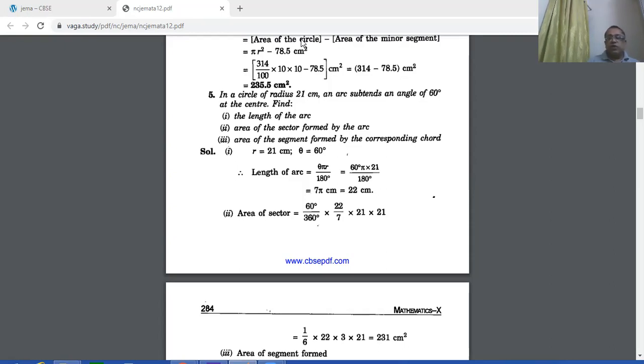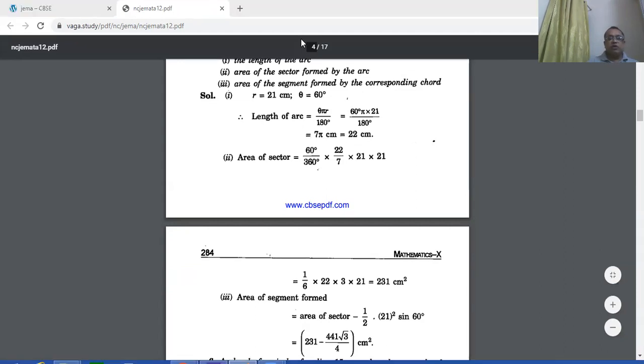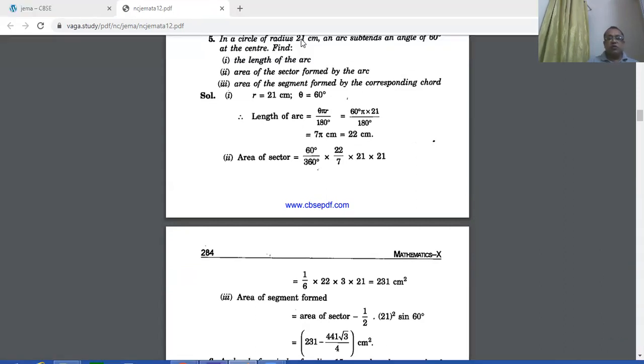So once we get this, then we can move on to the next part, that is area of the segment. Now here they have not mentioned which segment. We will assume that it is minor segment, because if it is major segment, it is always specified. So area of the segment is area of the sector minus area of the triangle. Okay, segment is always equal to area of the sector minus area of the triangle. So this is the sector minus triangle.